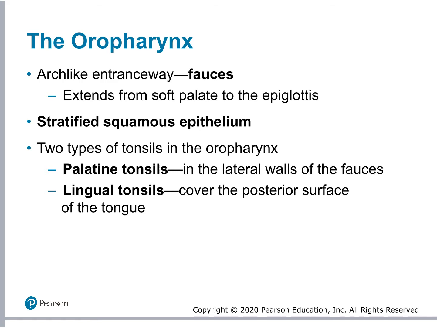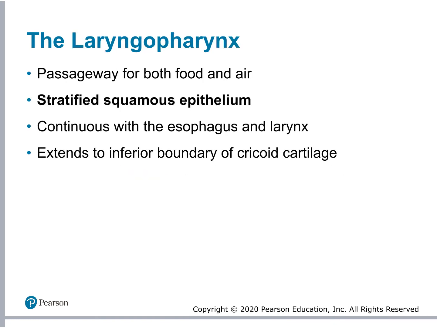Any type of tube that is shared between water, food, and air is lined with stratified squamous epithelium, not pseudostratified ciliated columnar epithelium, not the PCCE, just stratified squamous epithelium. The tonsils that are located in the oropharynx are the palatine tonsils. They're located real close to the palate, and then the lingual tonsils, which are actually a part of the tongue. The laryngopharynx is the last part of the pharynx that's shared between food and air, so it is also lined with stratified squamous epithelium. There are no tonsils located in the laryngopharynx.